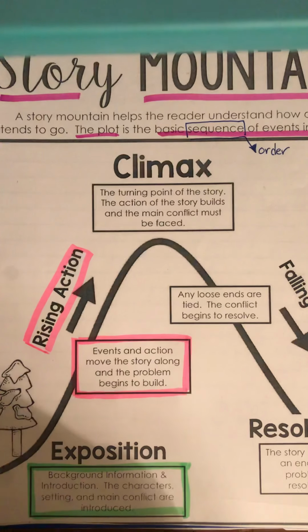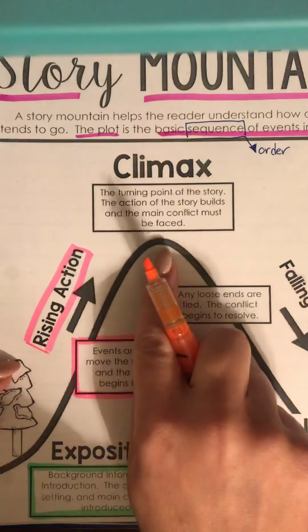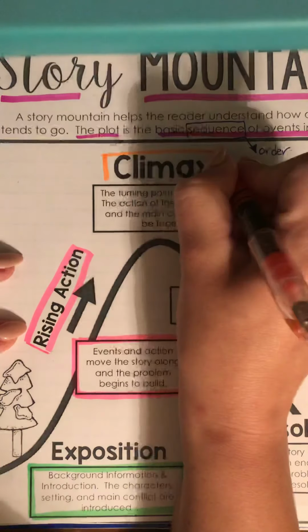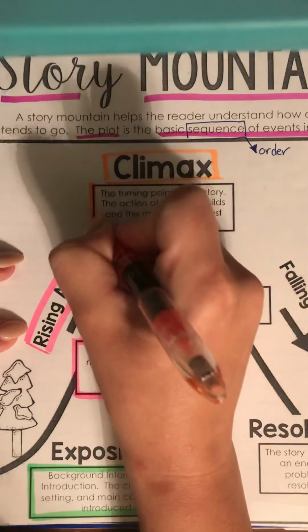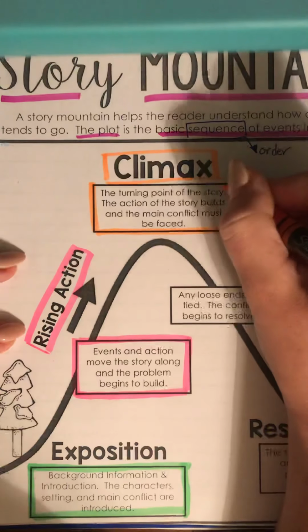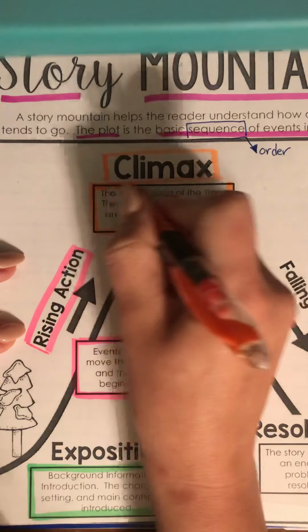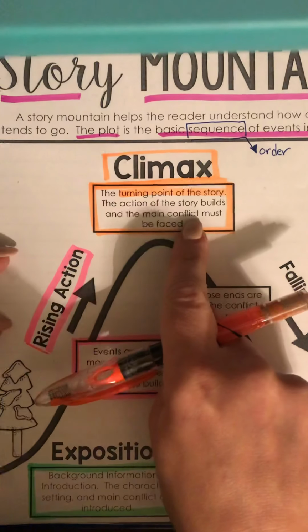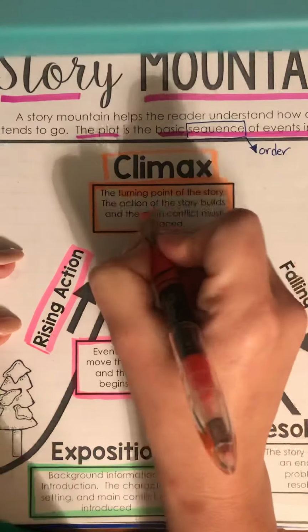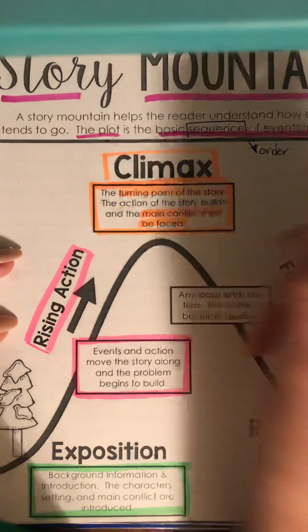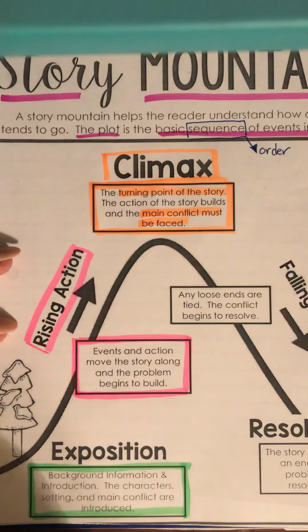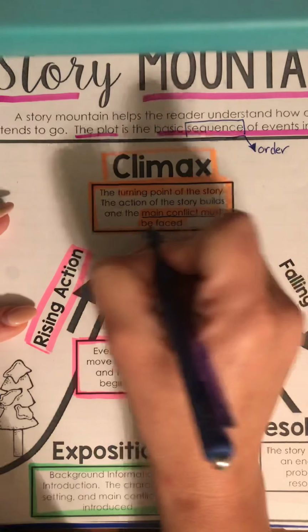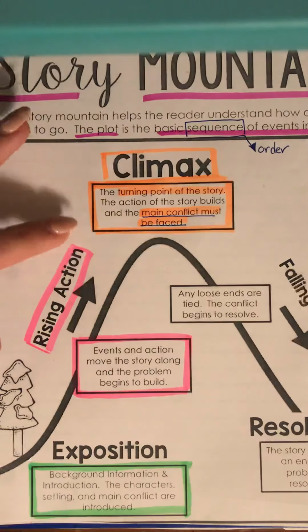Next is our climax. Notice that it's at the very top of our Story Mountain. Our climax is the turning point of the story. The action of the story builds and the main conflict must be faced. So I'm going to highlight that and I'm going to even underline it to help us understand that it's really important. The main conflict must be faced here in the climax.